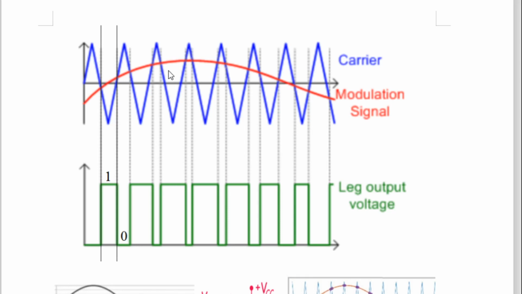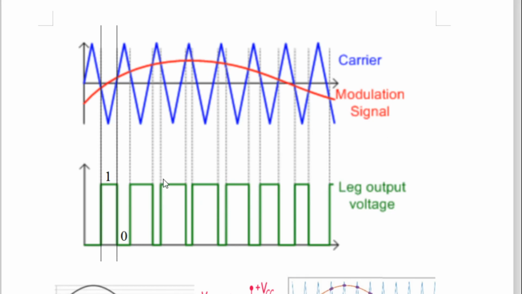So like this, you compare only which portion of the triangular wave is above the red line or below the red line, and then accordingly you will get HVL and you will get LVL. So in this way, this is called your output. The output will be a square wave.